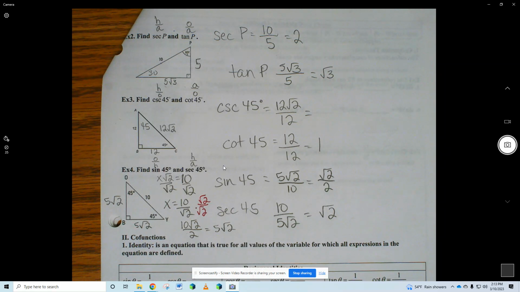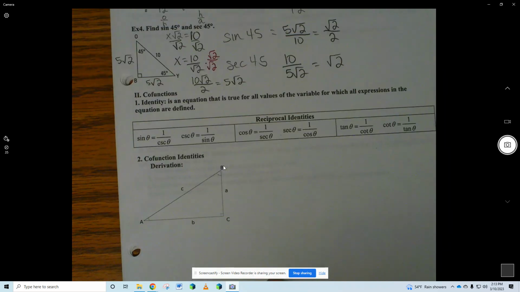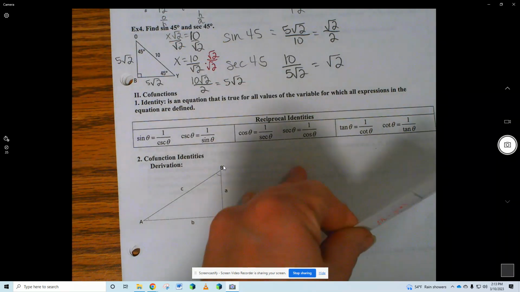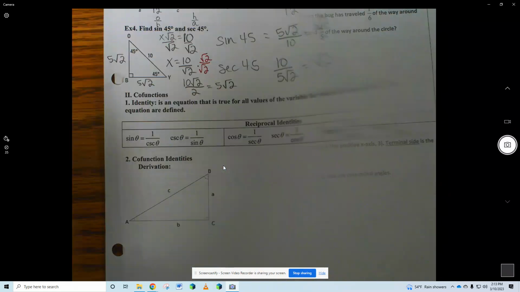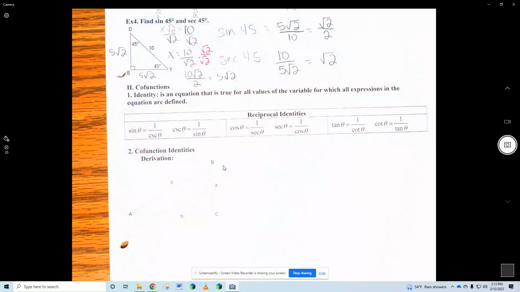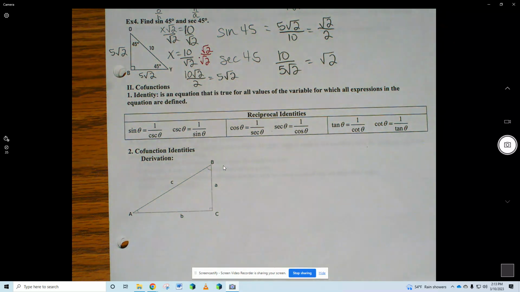Okay. So we've got reciprocal identities. Then I'm going to talk about the cofunction identities, and we're almost done. Cofunction is when I subtract from 90 degrees. A reciprocal is exactly what it says, reciprocal. The sine of theta is 1 over cosecant because sine and cosecant are reciprocals. So if I put 1 over cosecant, these two mean the same thing.